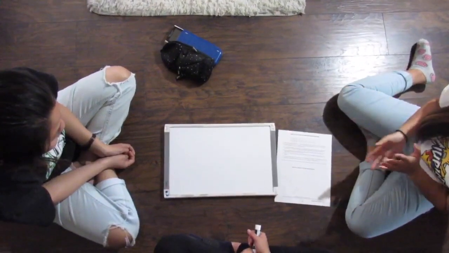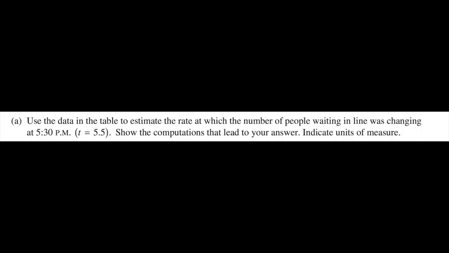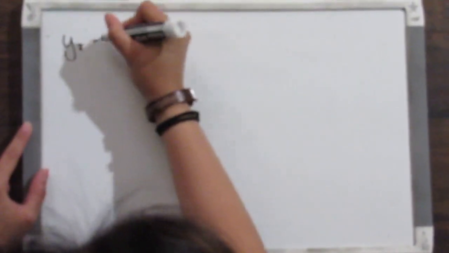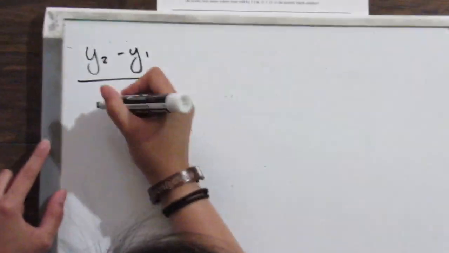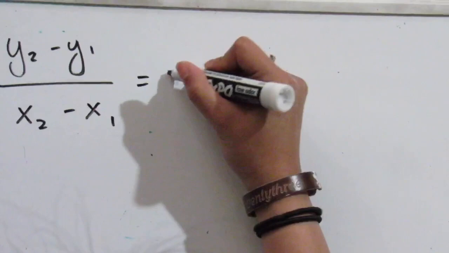Okay, so what's the estimate rate of people waiting in line around 5:30? Use the data in the table to estimate the rate at which the number of people waiting in line was changing at 5:30 p.m., t equals 5.5. Well, to figure out rate, we can look at slope. And since it was 5:30 p.m., we can look at hours 7 and 4. To calculate this, we can use the formula y2 minus y1 over x2 minus x1 equals m, or slope.